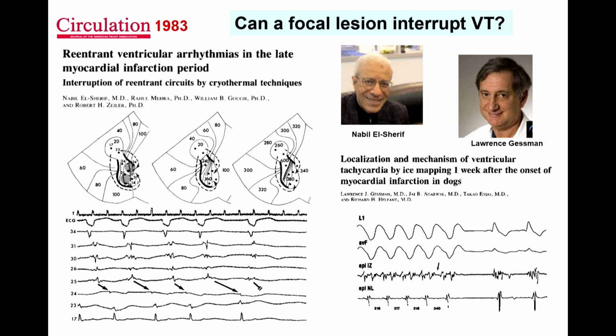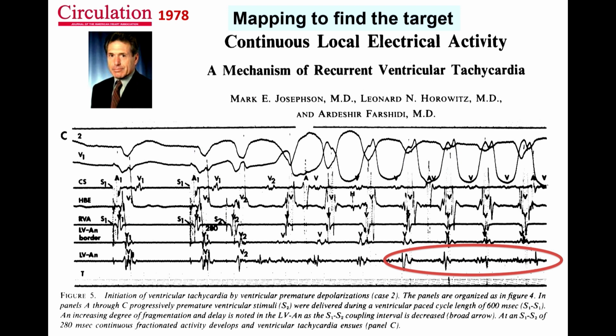So then the question was, we've got this method to target a focal region of ablation. Can focal ablation interrupt VT? There was animal work done by El Sharif and Lawrence Gessman that showed that in an animal model with large reentry circuits post-infarct, there were critical sites where you could freeze and interrupt reentry. How do you find those? And we come back to Dr. Josephson and his catheter mapping work.